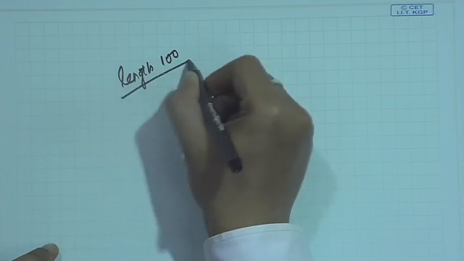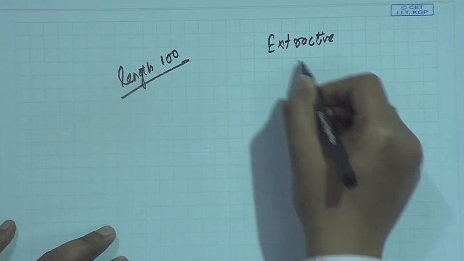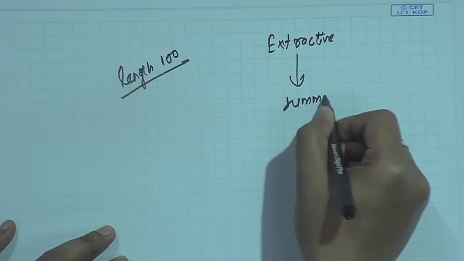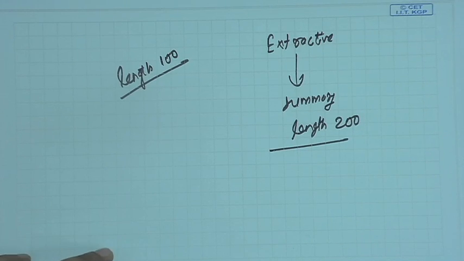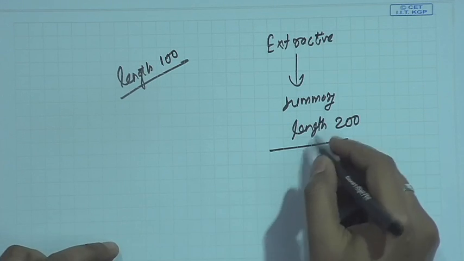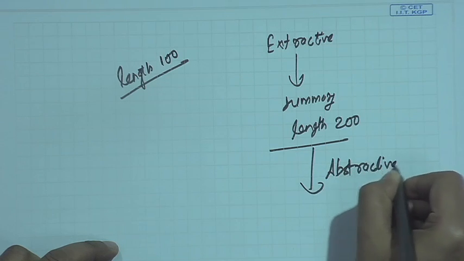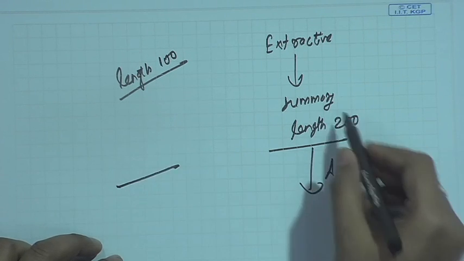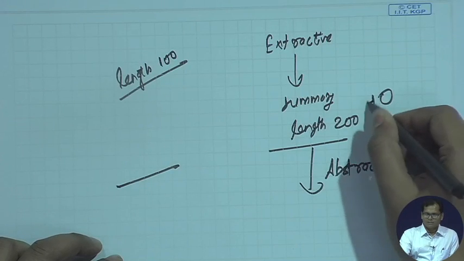So suppose I want a summary of length 100. What I will do is apply an extractive summarization and get a summary of say length 200. So twice more than what I needed. Now I apply some abstractive method. In the abstractive method, in general, suppose I have here 10 or say 20 sentences.